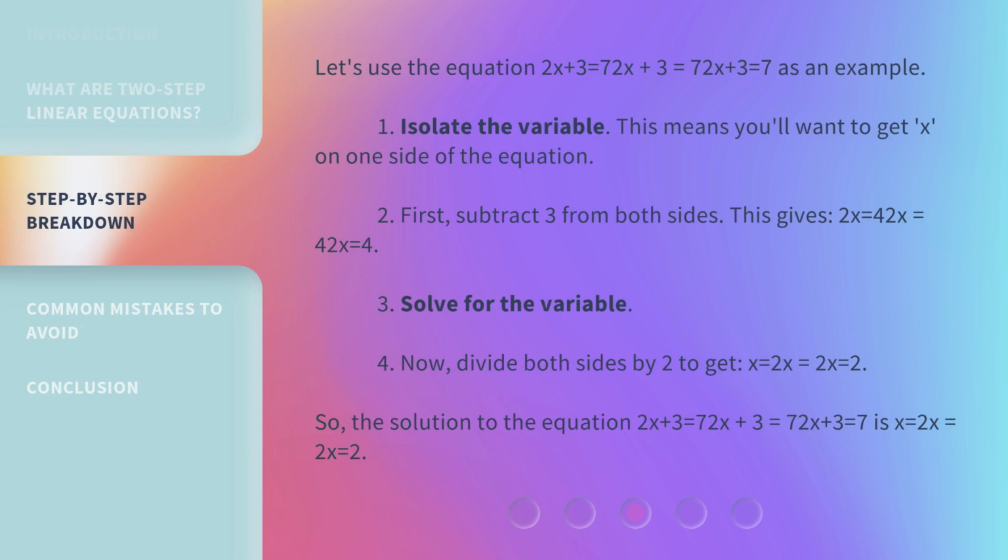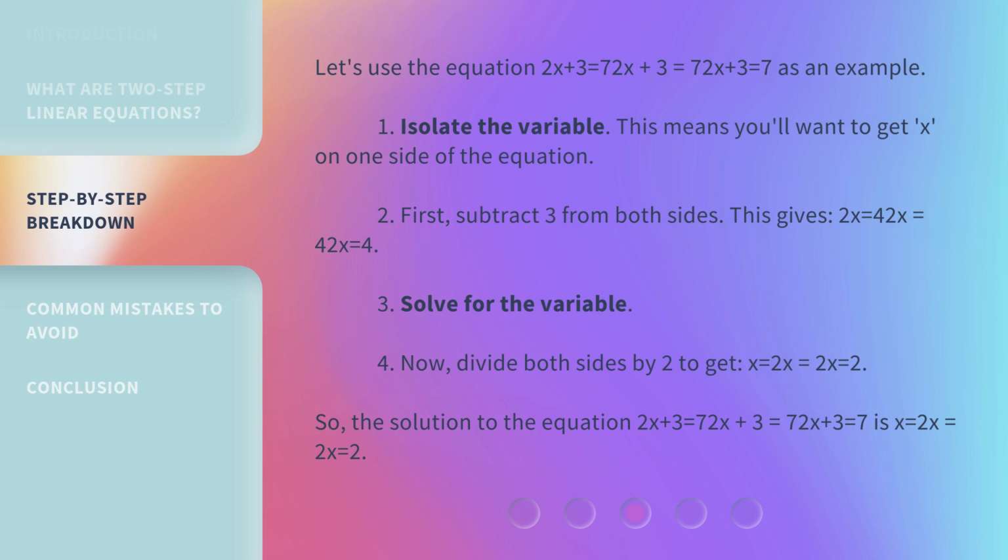Let's use the equation 2x + 3 = 7 as an example. 1. Isolate the variable. This means you'll want to get x on one side of the equation. 2. First, subtract 3 from both sides. This gives 2x = 4.